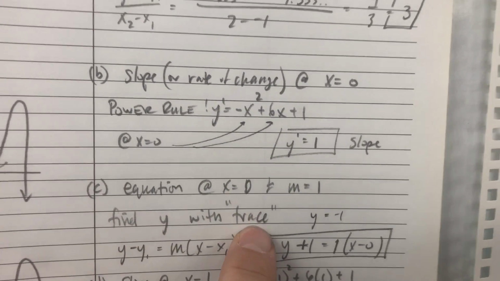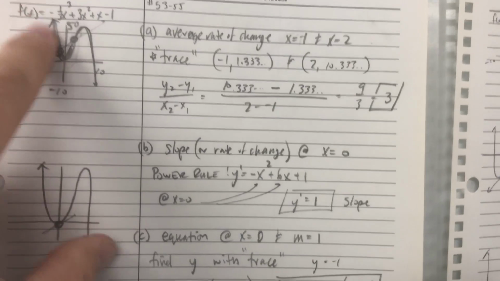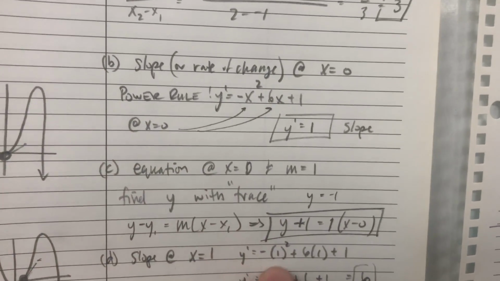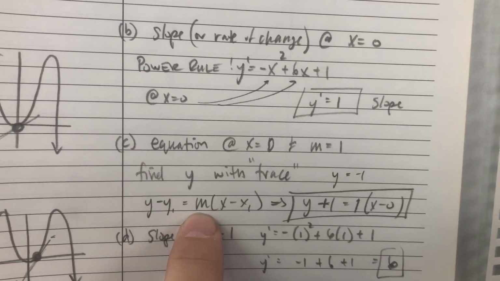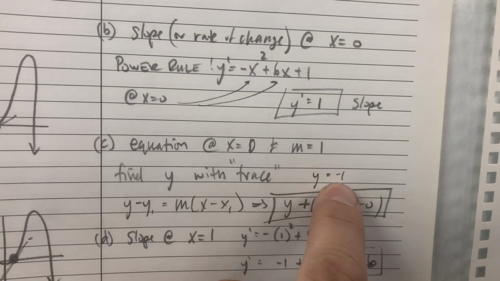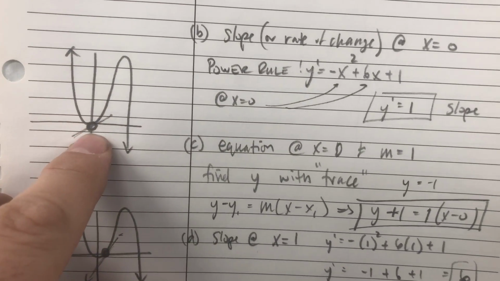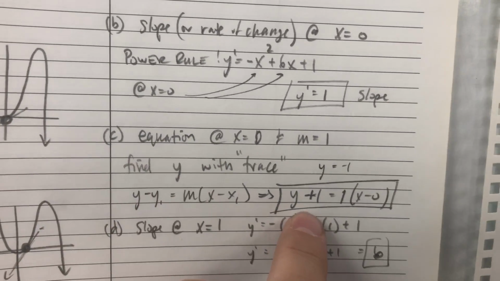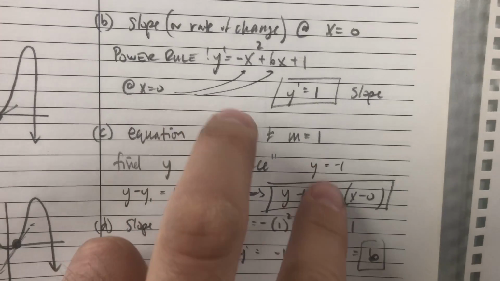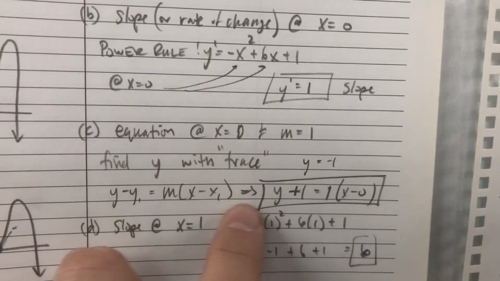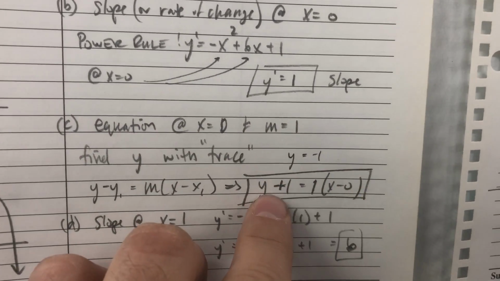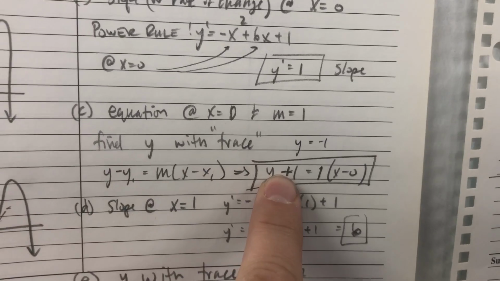So I use the trace function again in the original equation to find that y is going to be equal to -1. All right, so that point right there is (0, -1). And I plug in the point right there and the slope, and I have my final answer. Double negative makes it positive right here.